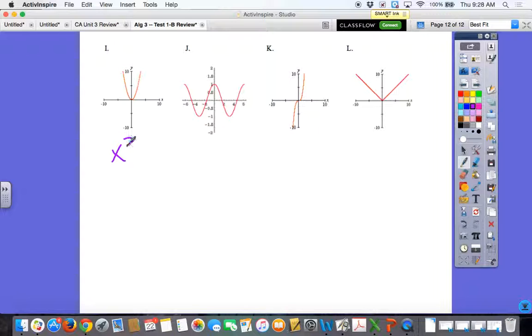Alright, we've got x squared. This one goes through 1, so this would be cosine x. X cubed, absolute value of x.